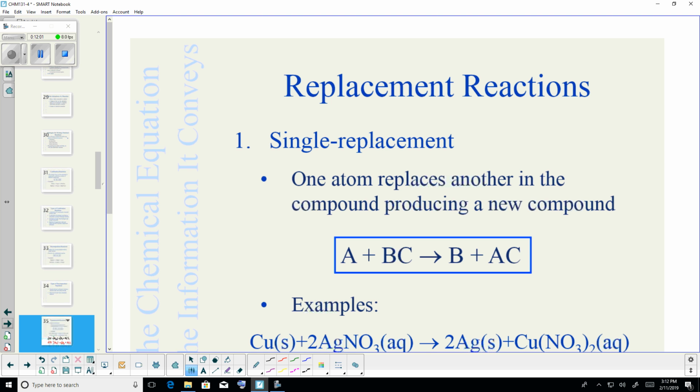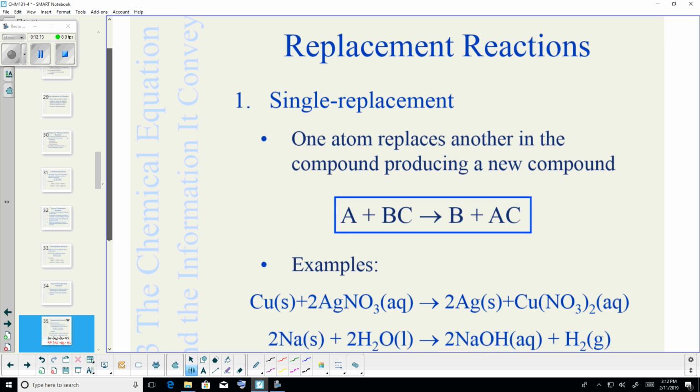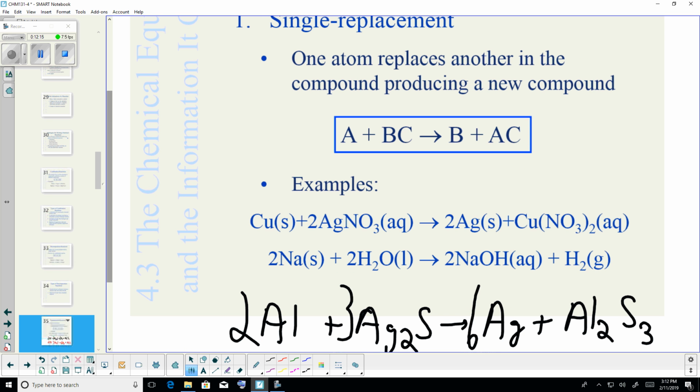Single replacement. A plus BC goes to B plus AC. The A replaces the B. Example here, solid copper reacts with silver nitrate to give us solid silver and copper nitrate. Notice here, silver nitrate's in solution, aqueous. When we replace the silver, the copper nitrate goes into solution, and we're left with solid silver.